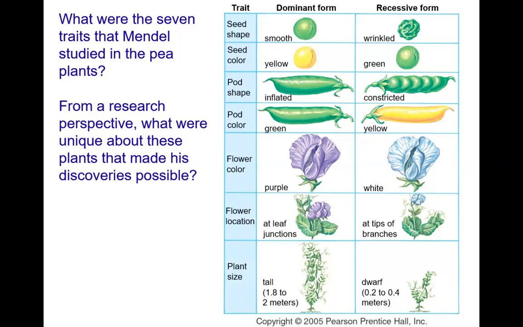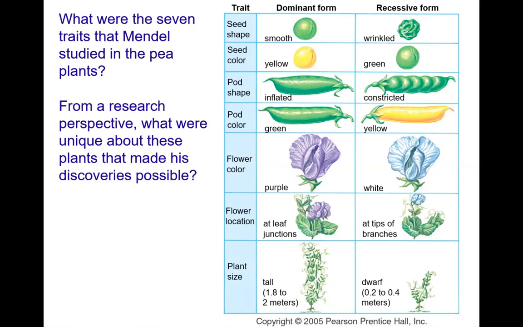They have a particular seed shape that comes in 2 contrasting forms, a dominant form and a recessive form. So for seed color, there are 2 different ones, yellow versus green, smooth versus wrinkled. For pea pod shape, there is the inflated shape versus constricted. For pod color, it could either be green or yellow. Flower color could either be purple or white.